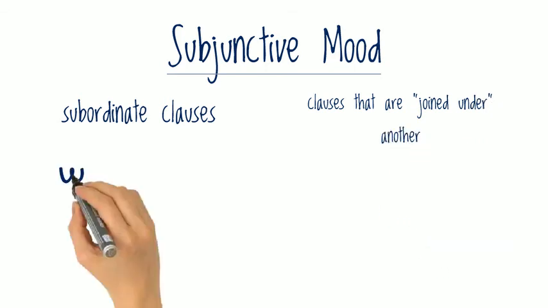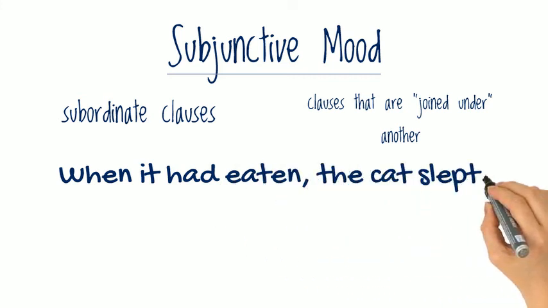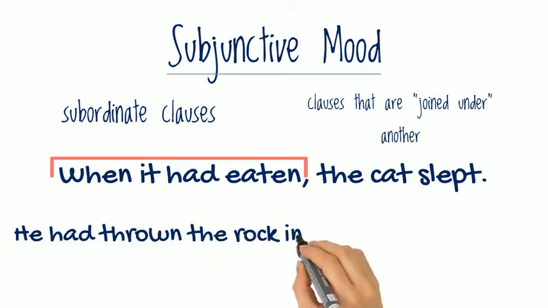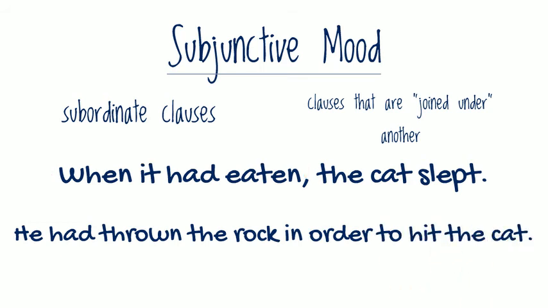Let's look at an example. When it had eaten, the cat slept. The cat slept could be a sentence on its own, but when it had eaten could not. It's a subordinate clause. He had thrown the rock in order to hit the cat. He had thrown the rock can also stand on its own. But in order to hit the cat is a subjunctive clause because it's subordinate.